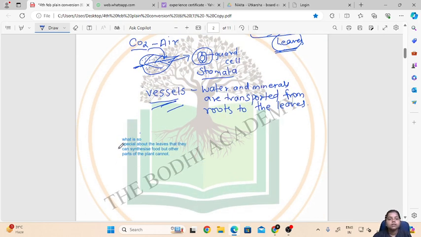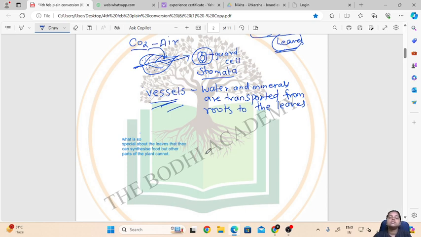Then the second thing that we are going to learn is what is so special about the leaves, that they can synthesize food but other parts of the plant cannot. What is the special thing which is there in the leaves only? Why can't other parts of the plant, like the branch or the root or the stem, synthesize food? We have to use the word synthesize; don't use the word produce, say synthesize instead.